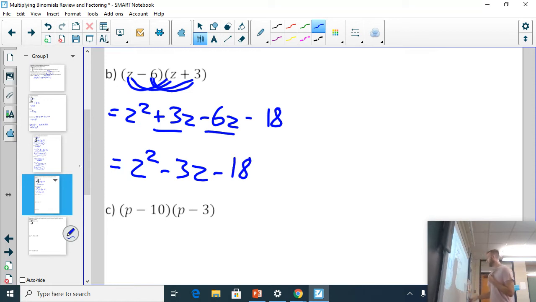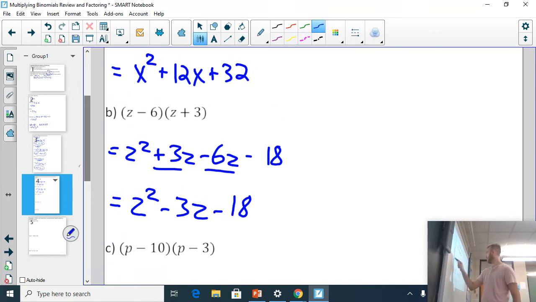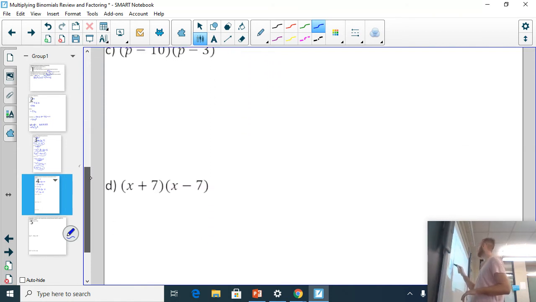And again, let's look for some patterns. So let's get rid of this and let's look for some patterns. Again, z squared just comes from z times z. Now this negative 3, I should put this in for my z's so that you know they're z's. This negative 3z, isn't that negative 6 plus 3? There's that connection again. And then here's this negative 18, and that's from the negative 6 times the positive 3. I think we might be starting to see a pattern emerging.